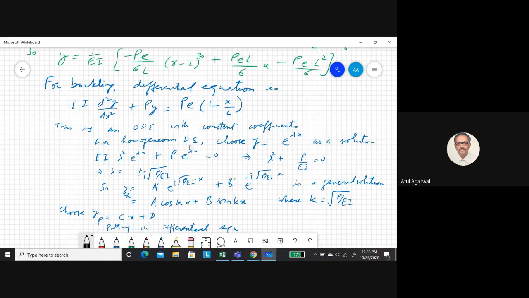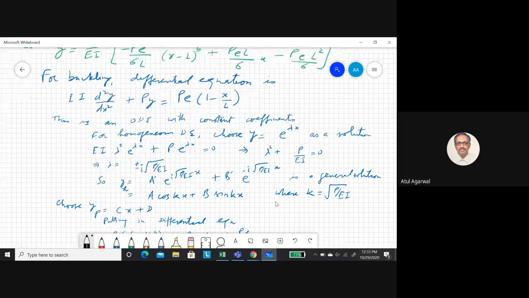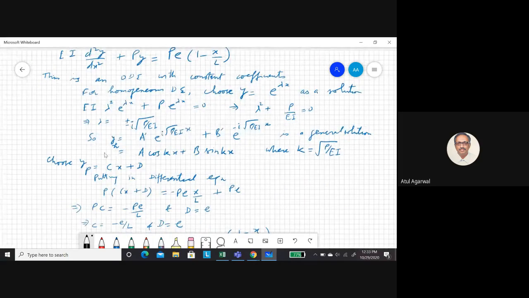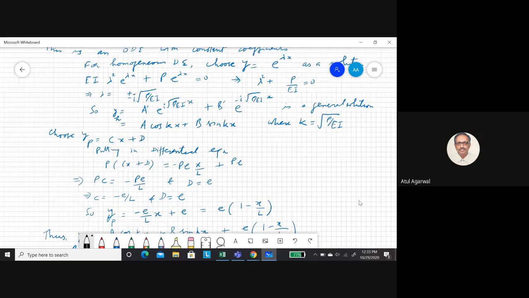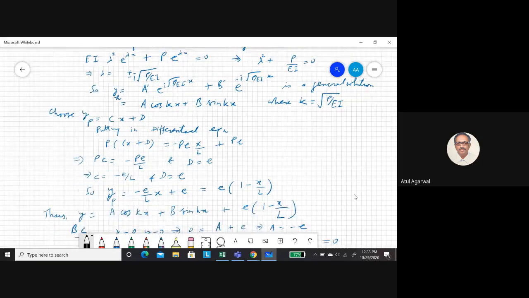For the homogeneous differential equation, choose this as a solution, and you will get y homogeneous as this. Then for the particular solution, you see it's a linear polynomial. So this you can choose as this. So put this solution into this equation, and you will get the values of C and D, and you get a particular solution like this. So this becomes the total solution.